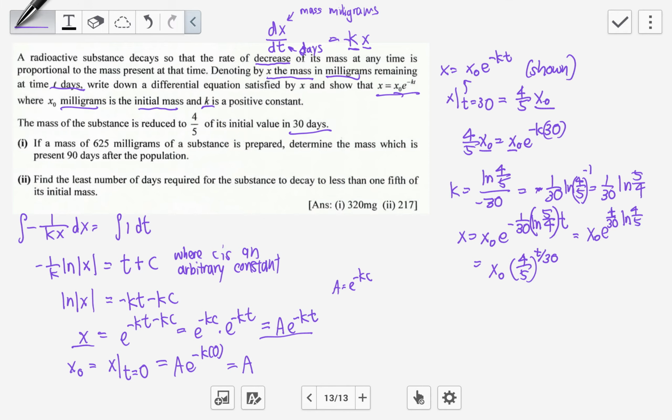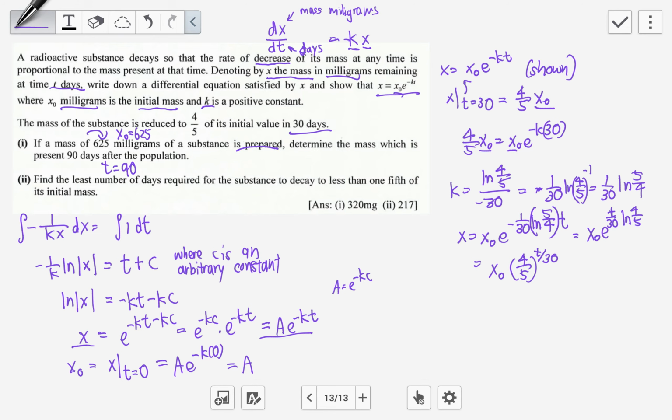That means x at any time is equal to this. So then we have this, we could solve this type of question. Determine the mass which is present 90 days after the population. That means initially there's 625. So when x naught equals 625, what is the mass when t equals 90?